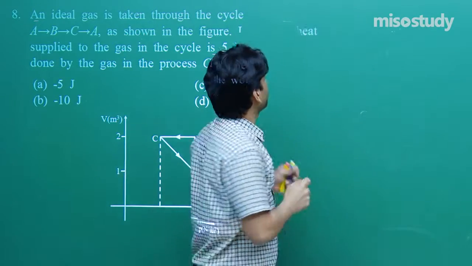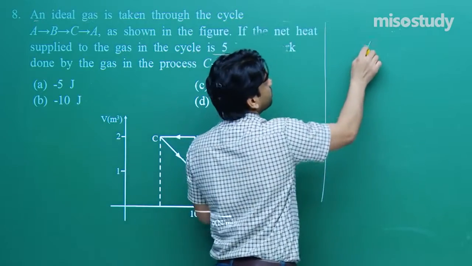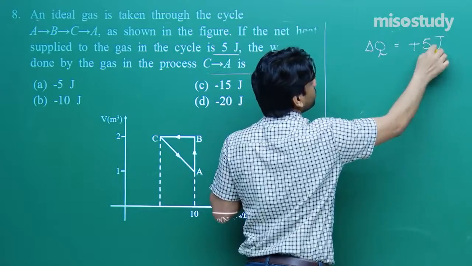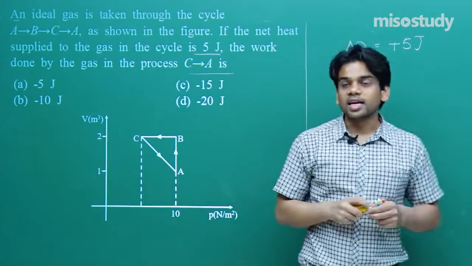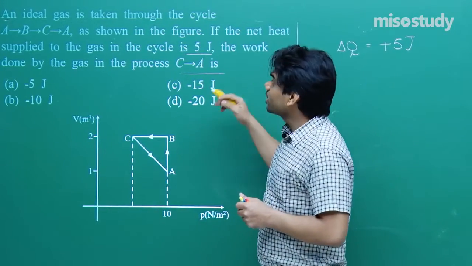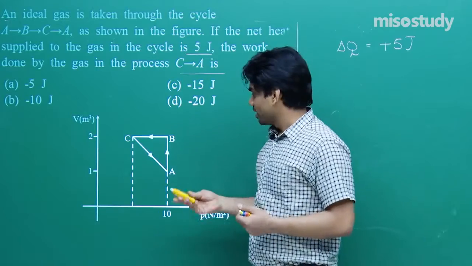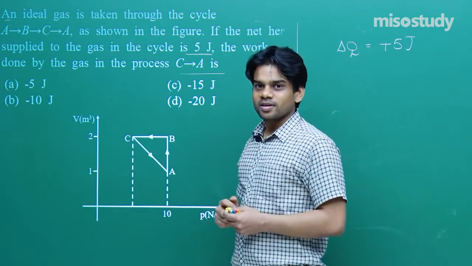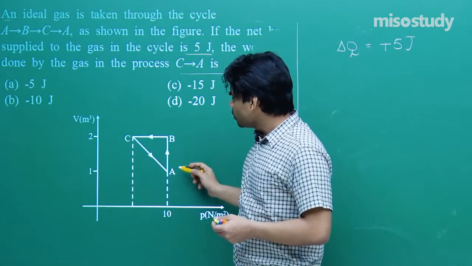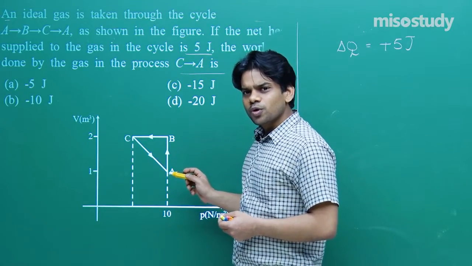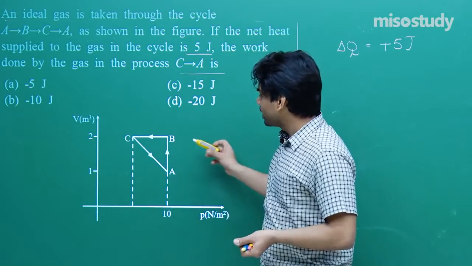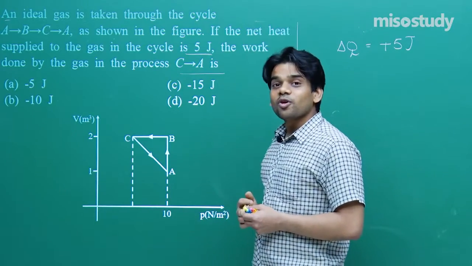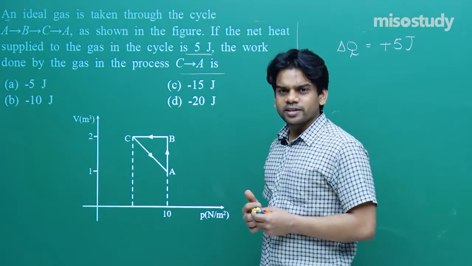Let me tell you, the heat energy supplied is taken as positive. Delta Q is equal to plus 5 joule. That is what has been given. The work done by the gas in the process C to A, what is the work done by the gas? So what we can do is use that delta Q is equal to the work done by the gas during all these steps, and then we can also use the concept of change in internal energy.